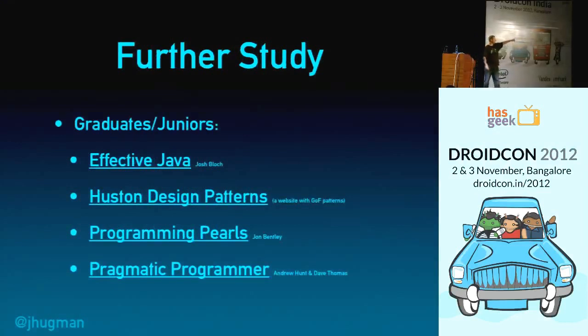Design patterns, good website. You don't have to buy the patterns book. Effective Java, that's all about APIs, and it's worth reading. All these things are worth reading, even if you haven't.